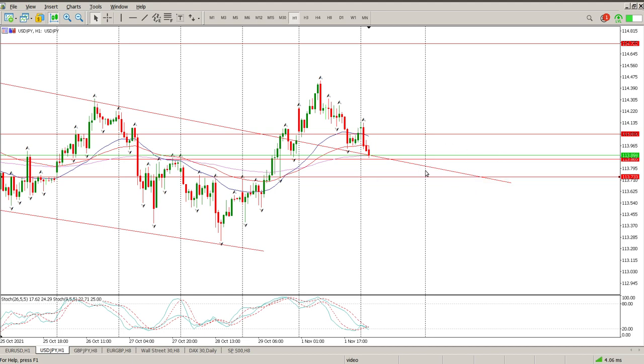So we just need to wait for the European Open to see exactly which way we're going to go, and then take a trade from there. Again, the 15-minute chart is going to get you in on those trades.